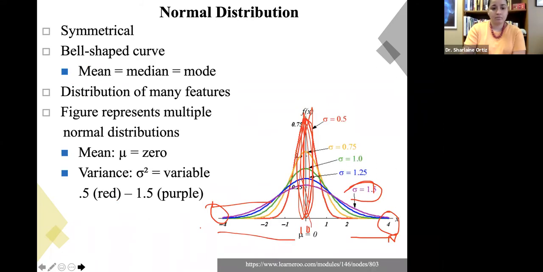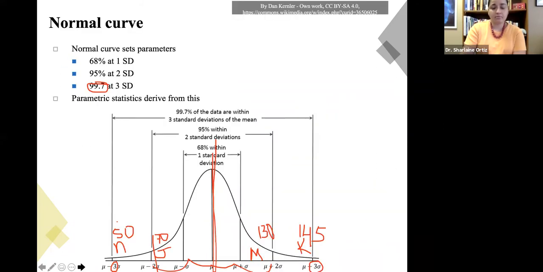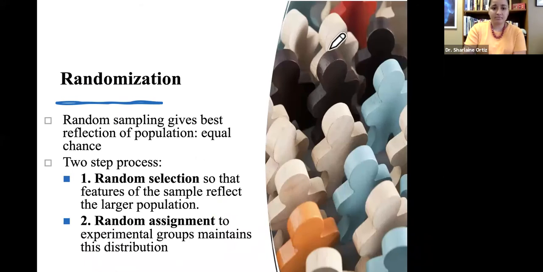Now let's talk about randomization. Randomization gives us the best reflection of the population. What does that mean? It's telling me that everybody in this population will have an equal chance of being selected, right? So let's think about the assessment that we were looking into for IQ.